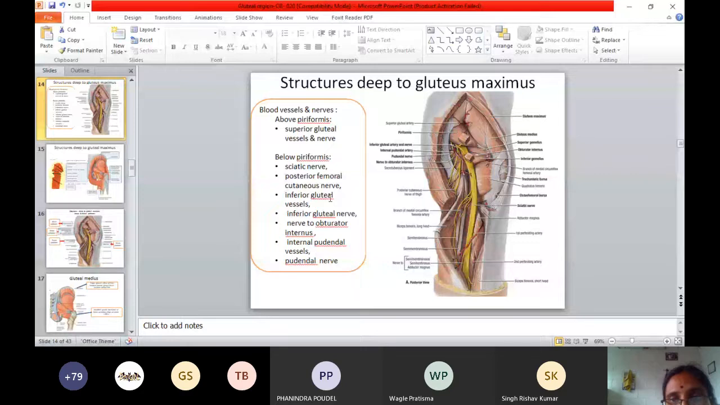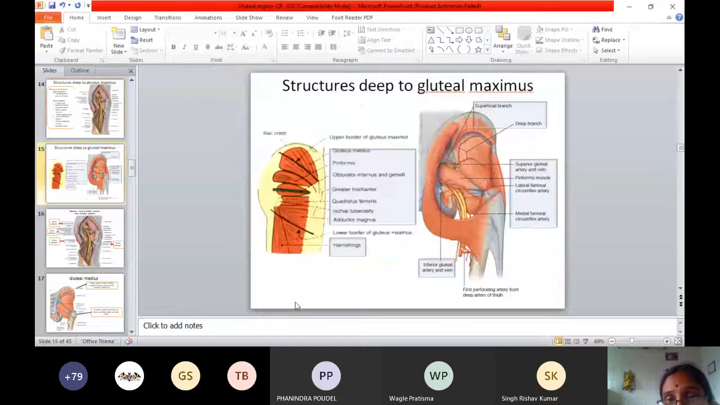So what are the structures below the piriformis deep to gluteus maximus? They are sciatic nerve, posterior femoral cutaneous nerve, inferior gluteal vessels, inferior gluteal nerve, nerve to obturator internus, internal pudendal vessels and pudendal nerve. Now here in this picture you can see clearly, this is after cutting gluteus maximus. The key muscle here is the piriformis. Above the piriformis, what is the neurovascular bundle? You can see in red color, this is superior gluteal artery. Blue color, which is cut here, is superior gluteal vein. Together they are known as superior gluteal vessels. Then this yellow color is the superior gluteal nerve.